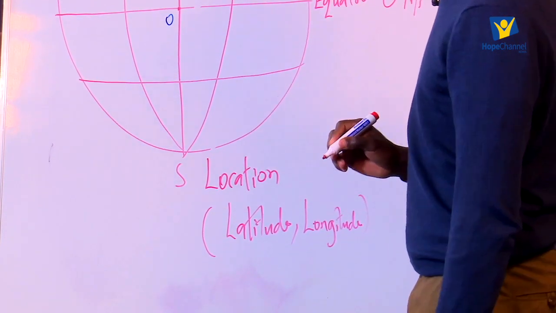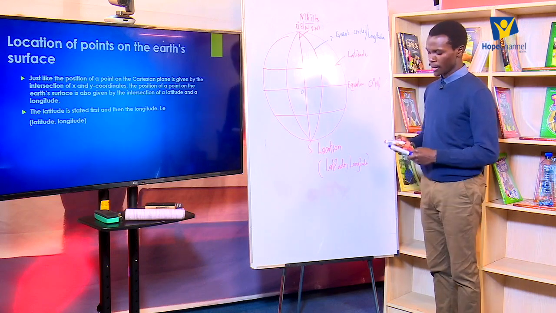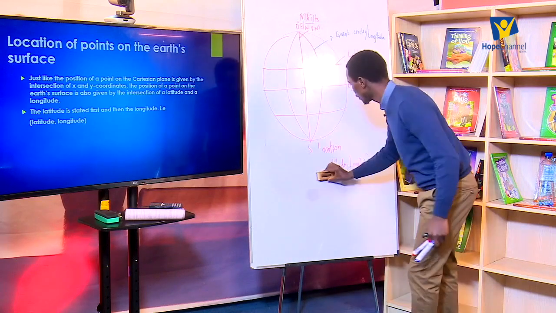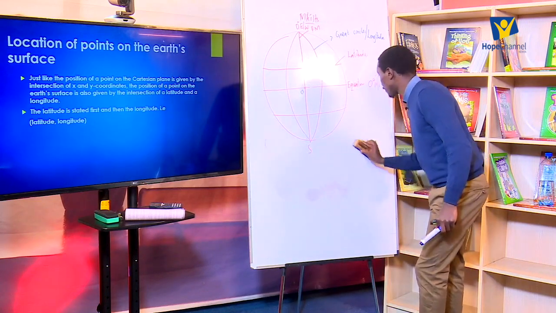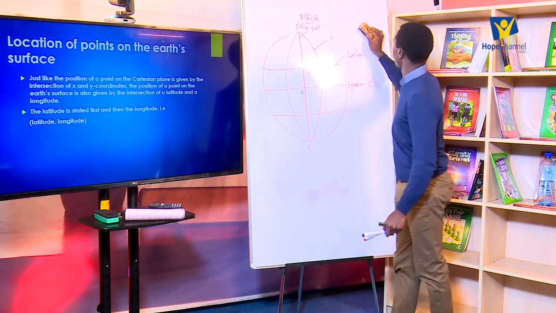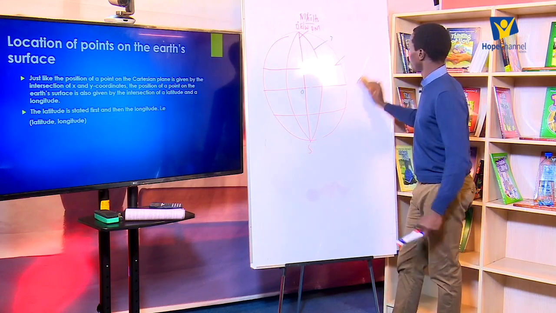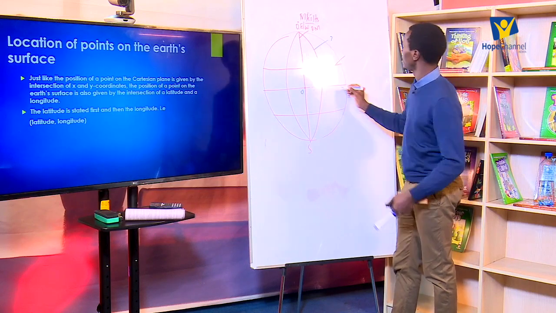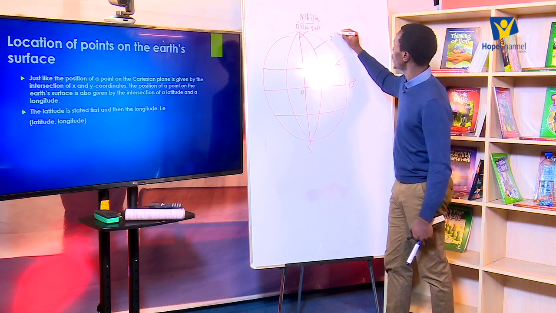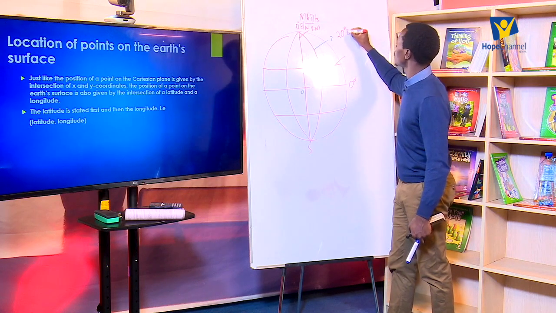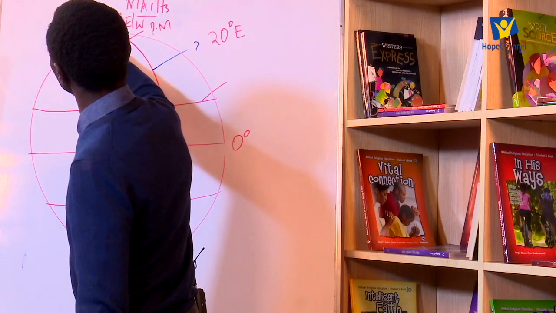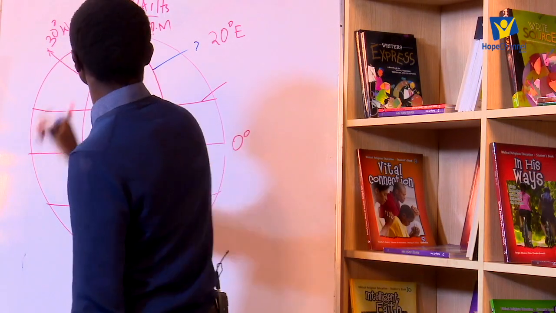By writing that correctly, you shall have located a place on the Earth's surface. Now let me take an example before we look at something different. Let's say, for example, we have this diagram here, and because we have this as 0 degrees, the equator. Let's say this meridian here is 20 degrees east, and maybe this one here is 30 degrees west.